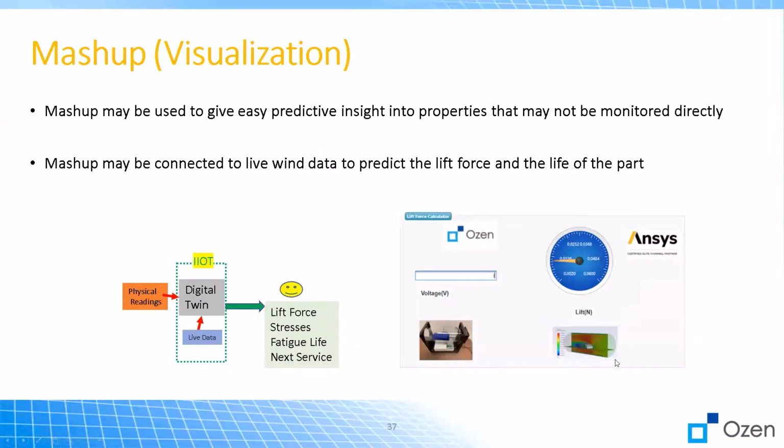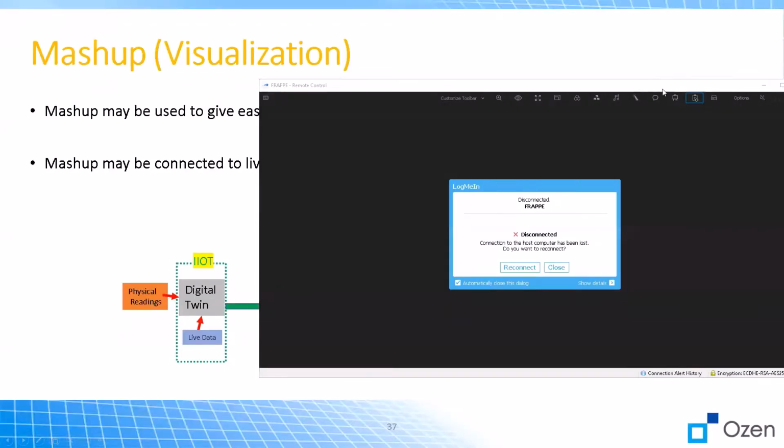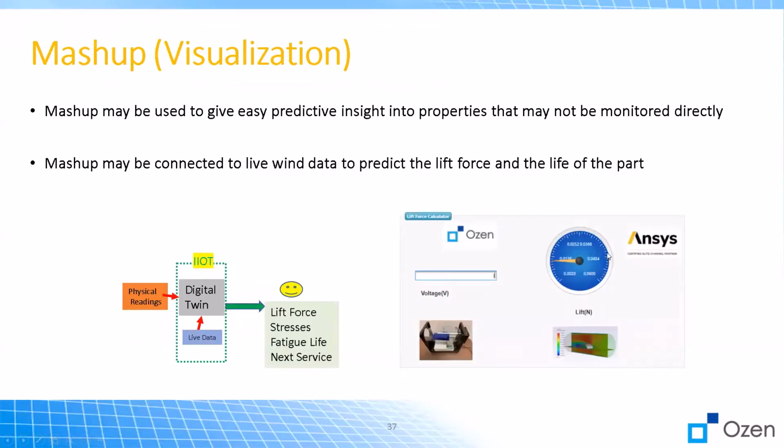Here's what I mean by Mashup. You can see once we provide the voltage that's coming from the power supply automatically, we can see the lift force changing. That's coming from the ROM, and at the same time, we have the measurement on the physical model that have really good agreement for both of them.